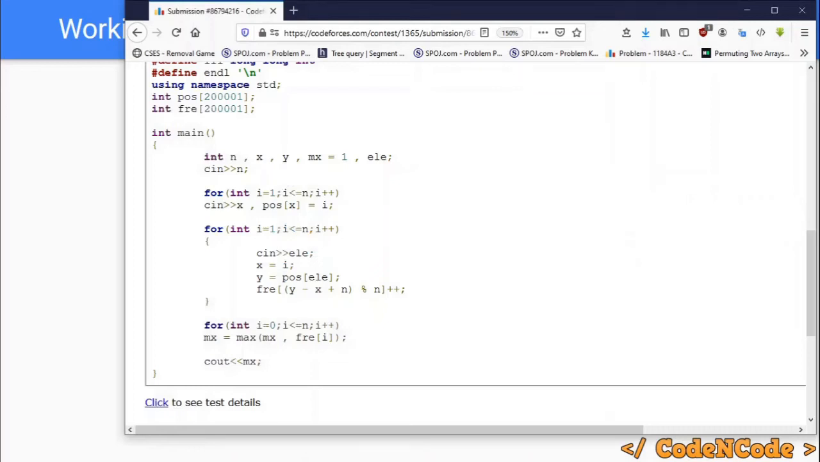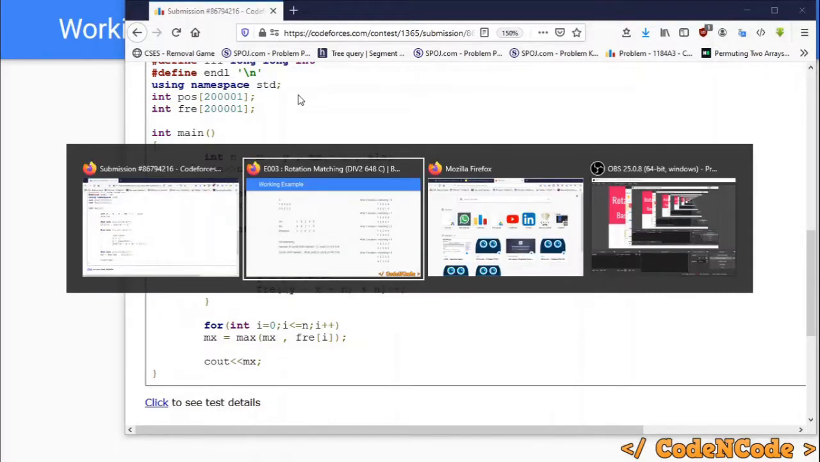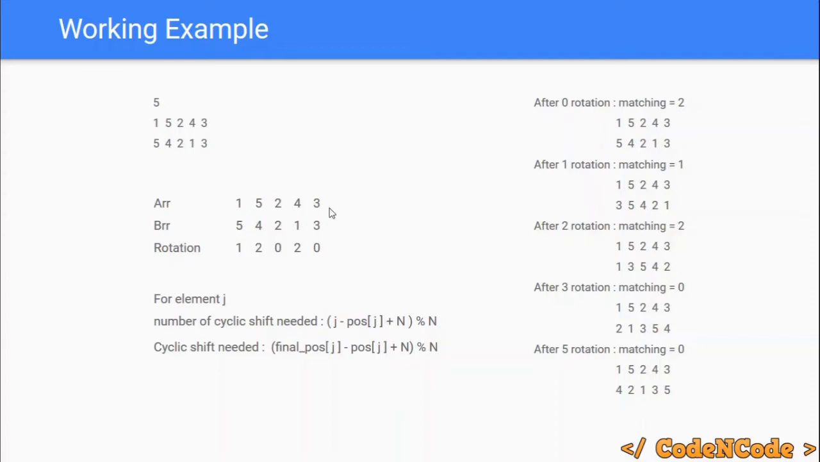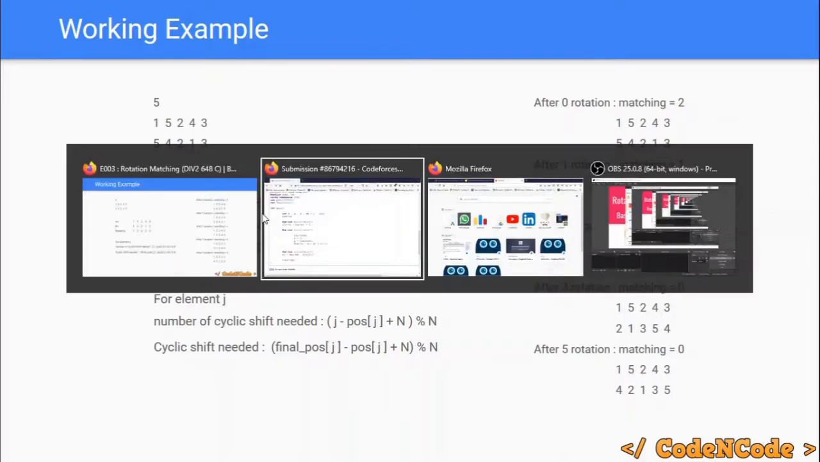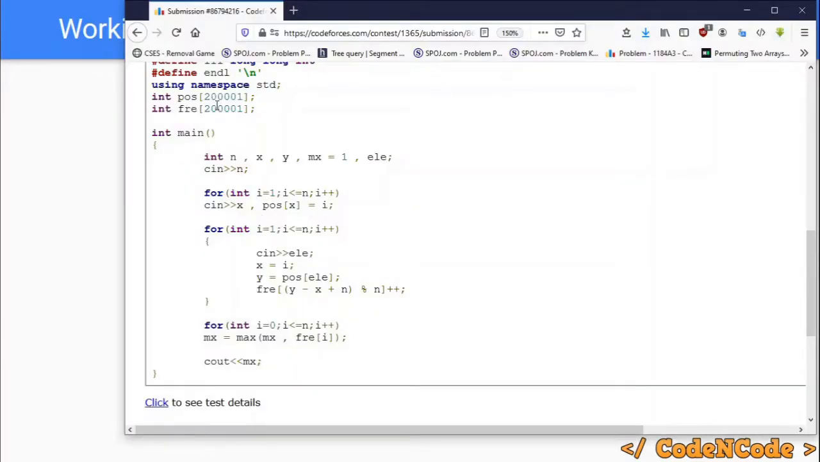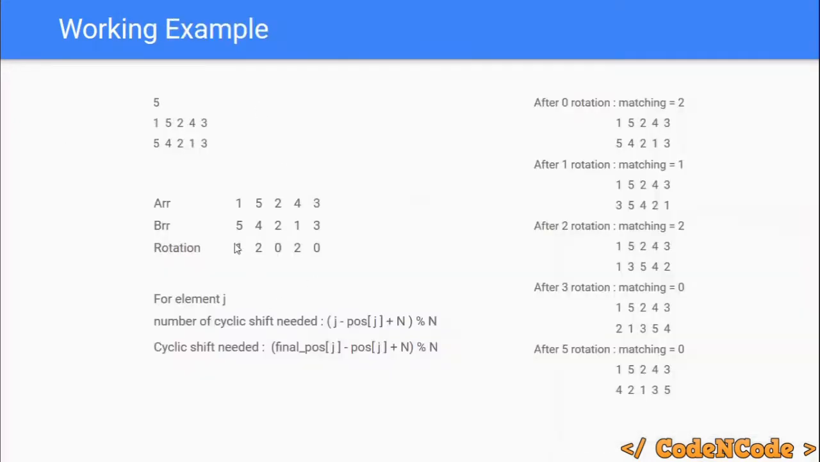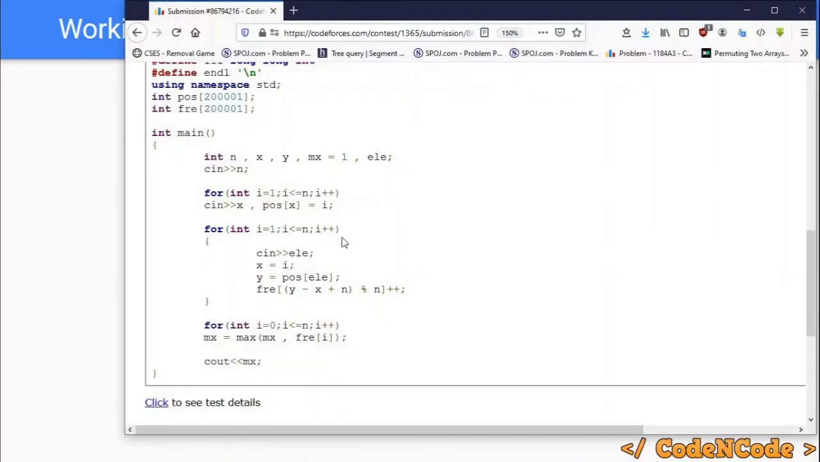If I show you the code for this, here we have that. Now pos would store the position of each element, because it would basically store the final position. So when array A is coming, the first input is 1, which means element 1 is supposed to go on position 1. The second input is 5, that means element 5 is supposed to be going on position 2, that is the final position, and pos is keeping the final position. And this is to count the frequency of each rotation, so that we can get the maximum frequent element, and that would be our result.